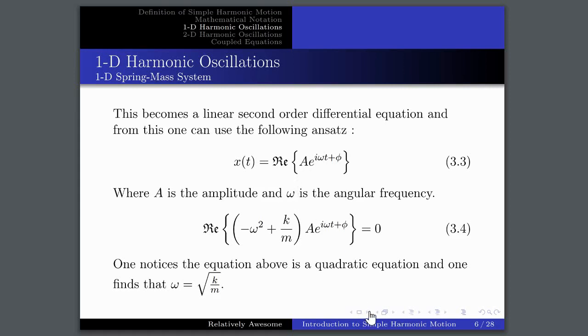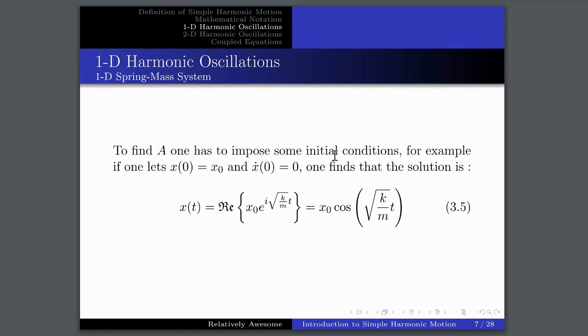However, we can go one step further. By imposing the following initial conditions, for example, if we let x at time equals 0 equal to some displacement x naught, and the velocity at time equals 0 to be 0, one finds that the particular solution is the following. One may not see the resemblance between these two equations, but given that e to the ix is equivalent to cosine x plus i sine x, the real part of e to the i omega t is just the cosine portion, as x naught is strictly a real number.